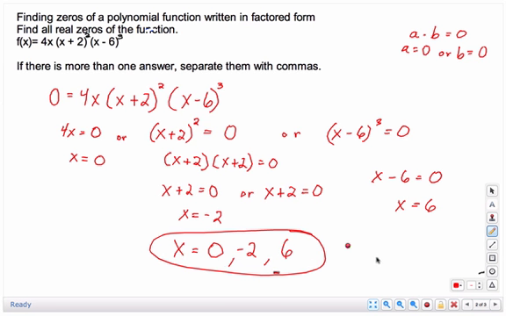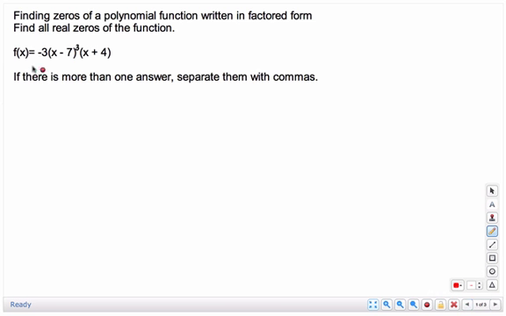So let's look at one more example. Here's another equation: f of x equals negative 3 times the quantity x minus 7 to the third power times the quantity x plus 4. Okay, so if we replace the f of x with 0, now we're going to use the zero product property.